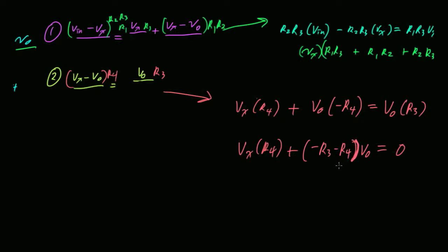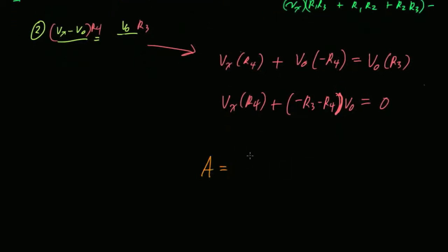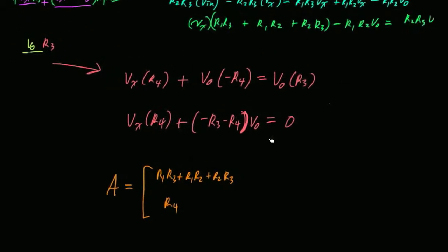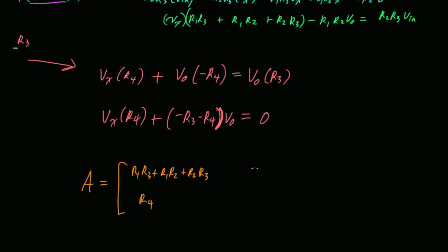All right, so what's my A matrix? It's just the coefficients, right? So the A matrix is R1 R3 plus R1 R2 plus R2 R3, I put an R4 down here, then I've got a minus R1 R2, and I've got a minus (R3 plus R4). So that's my A matrix.